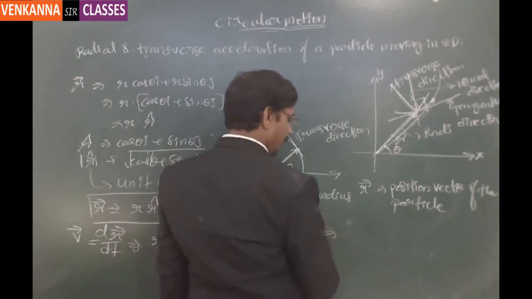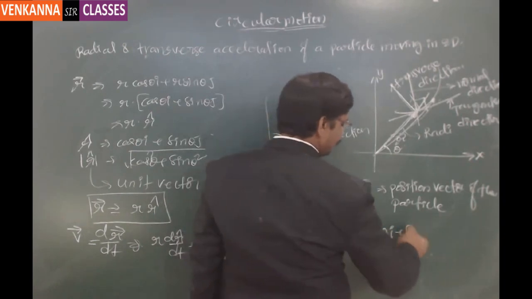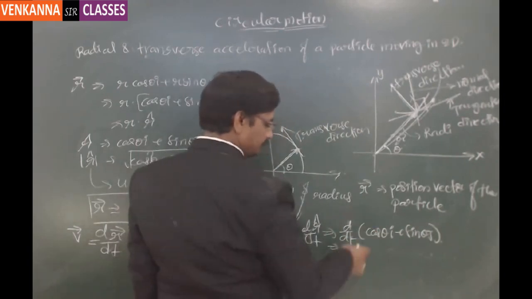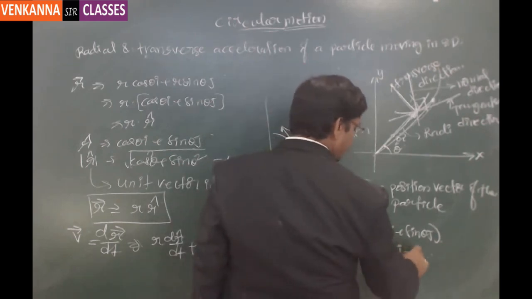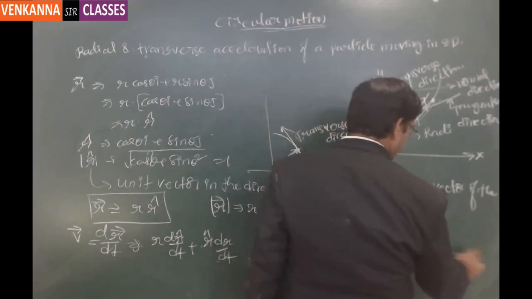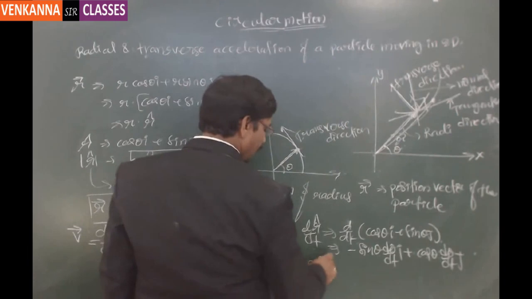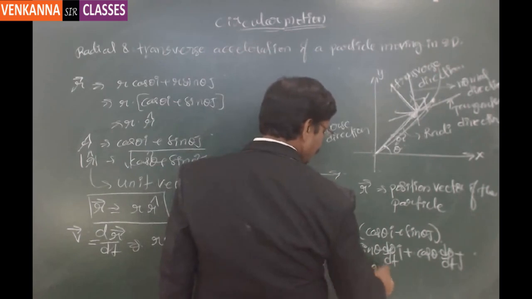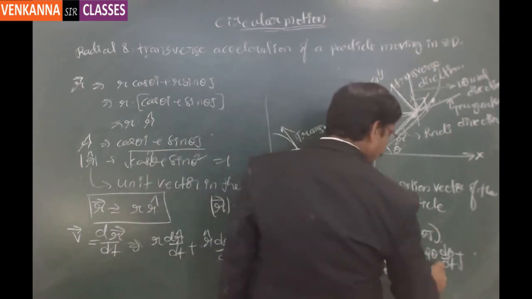For that, dr cap by dt equals d by dt of cos theta i + sin theta j. So the derivative of cos theta is minus sin theta into d theta by dt into i, plus the derivative of sin theta, which is cos theta into d theta by dt, into j. So this is the derivative, and then I can further simplify it as dr cap by dt equals minus sin theta i + cos theta j, and then you can take out d theta by dt.